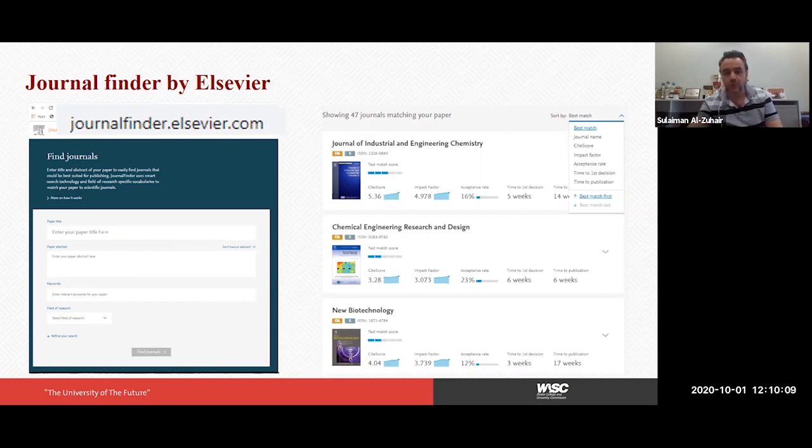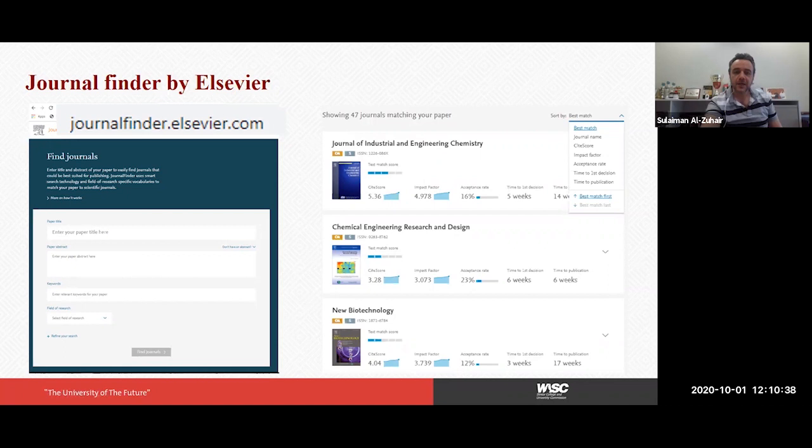So you don't want a journal that takes a very long time to review. If you look at New Biotechnology here, it is only 3 weeks to give their first decision. That's their average. However, the time for publication takes much longer. Their acceptance rate is 12%, while Chemical Engineering Research and Design has an acceptance rate of 23%, and you can see what the impact factors are and so on. So you make a decision based on that.